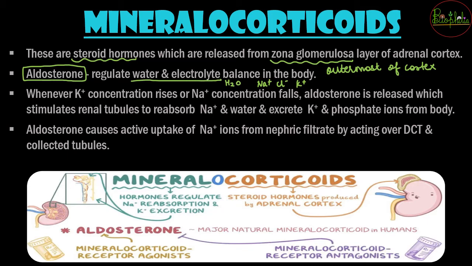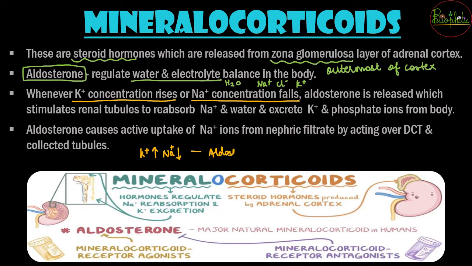So how is it going to act and where does it act? So aldosterone जब release होता है, when is it released? It is going to get released when the conditions are like the potassium concentration increases or sodium concentration falls. So it is very important. Potassium is rising or sodium is decreasing. Then in this case, what will happen?